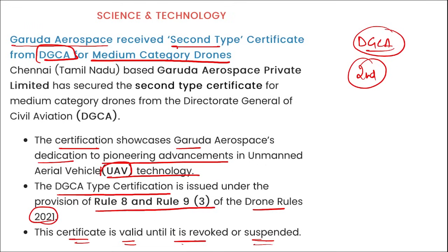So type 2 certification, or second type certification, was awarded to the medium category drones. It was awarded to the drones of Garuda Aerospace. It was awarded by DGCA, that is the Directorate General of Civil Aviation. If we talk about Garuda Aerospace, who is the founder and chief executive officer? Agnishwar Jayaprakash, and it was established in 2015.